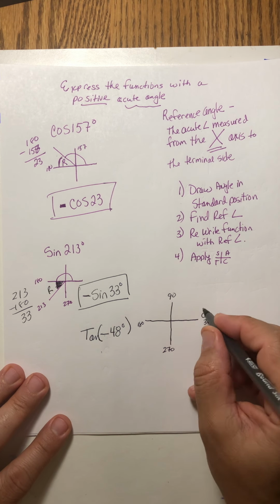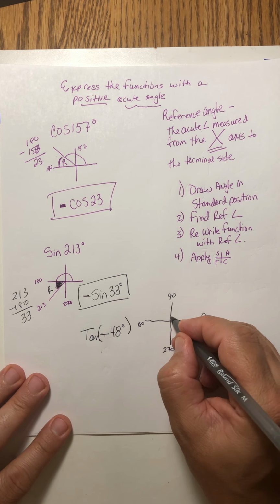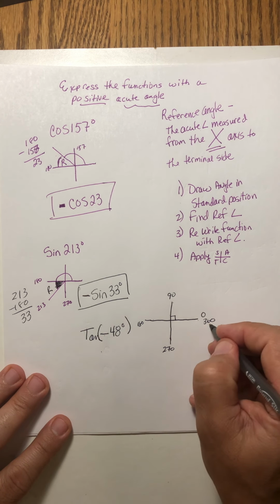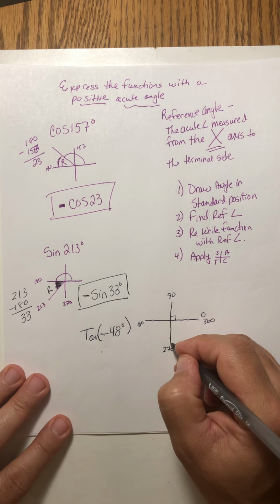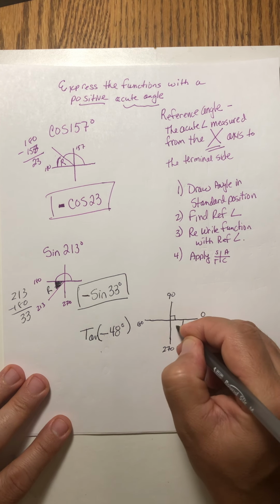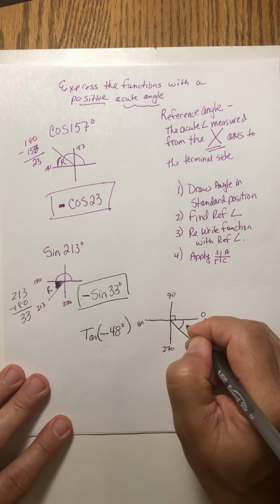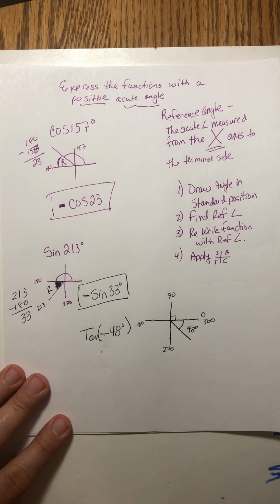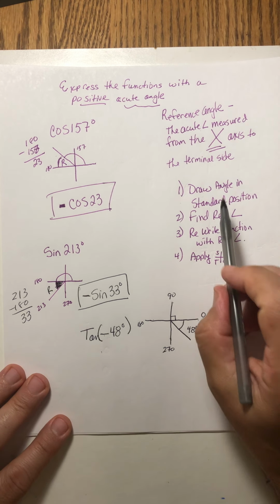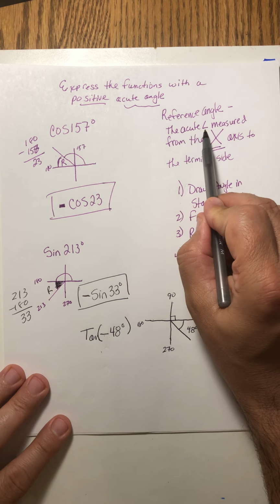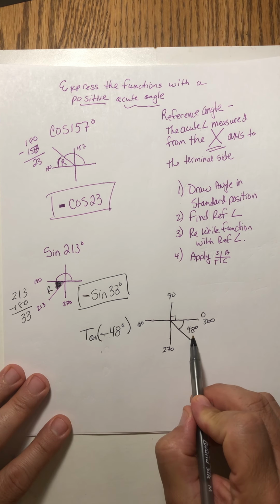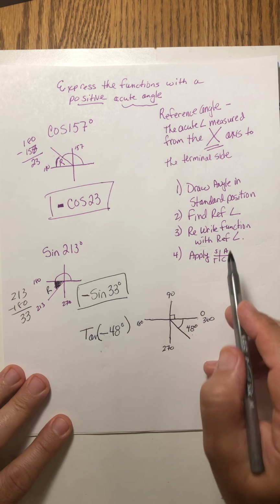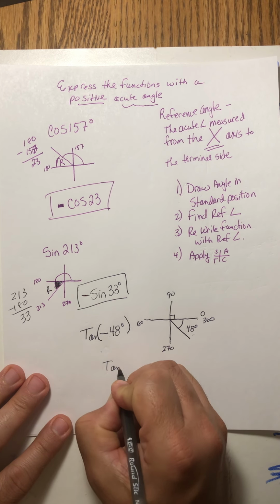If I go backwards, remember each of these quadrants are right angles, 90 degrees: 90, 90, 90, 90. So here's 0, that's 90, so 48 is right here. That's 48 degrees. Now, what's the reference angle? Remember, the reference angle is always the acute angle. Well, 48 degrees is acute, so we're done. Now I'm going to rewrite my function with the reference angle. So we're looking at tan of 48.